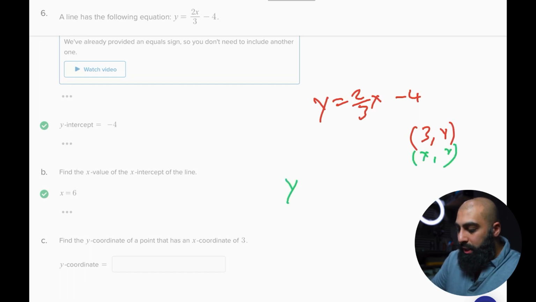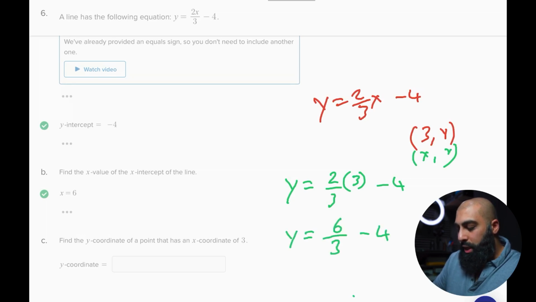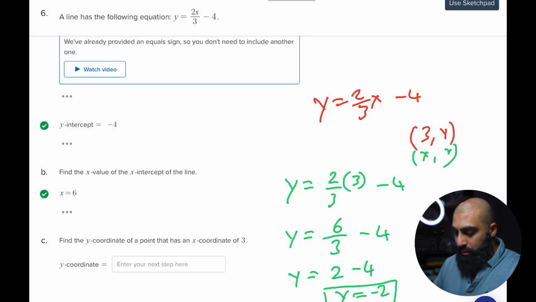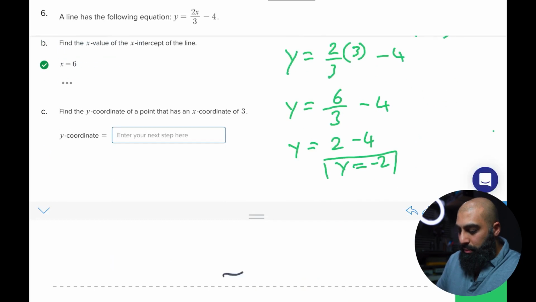So we've got y is equal to 2/3, x is 3, minus 4. 2 times 3 is 6. 6 over 3 minus 4 is equal to y. 6 divided by 3 is 2. 2 minus 4, y is equal to minus 2. So the y-coordinate is equal to minus 2.